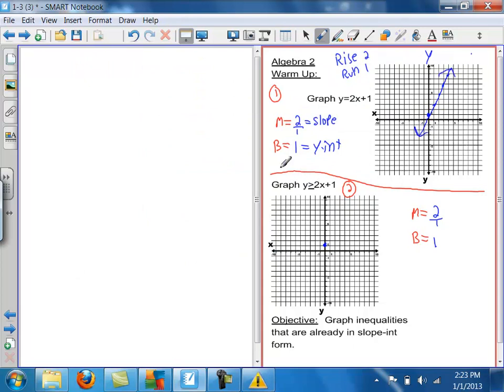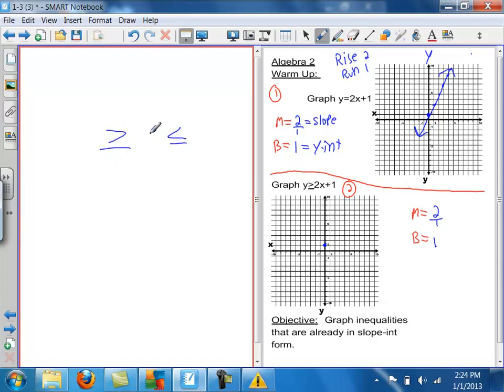So this is what we're familiar with. This number 1 is something that we should know how to do automatically. Okay? Now all we're doing is changing one thing, which is this symbol right here, which is how we draw that line and what we do with it. So we should be able to graph this now because there's a line underneath this, okay? Remember, if it looks like this, greater than or equal to, or this, less than or equal to, then it's solid line.